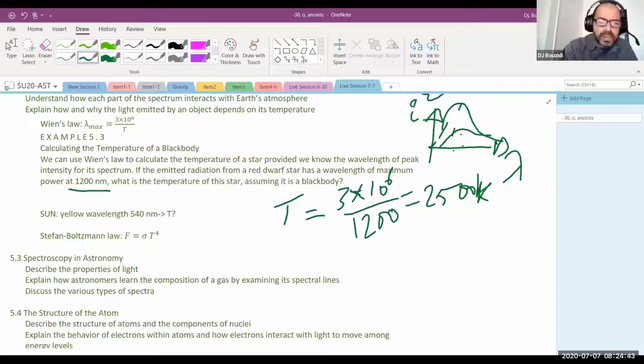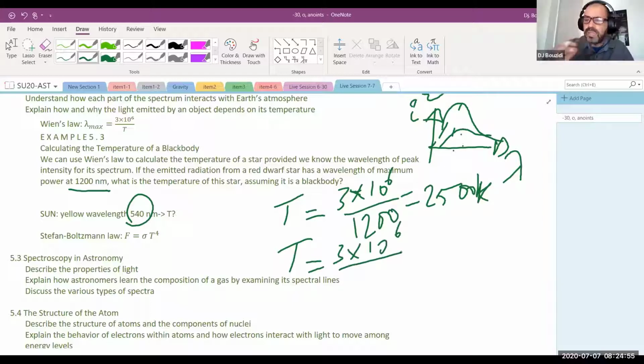Compare that to the sun. The sun looks yellowish, and the yellow is around 540 nanometers. So if I want to use the same formula to find, for example, the temperature of the surface of the sun, how high the temperature is, I use the same formula, and I find 3 million again divided by 540. If I put the numbers in, 3 million divided by 540, the answer is 5,555.55, whatever.